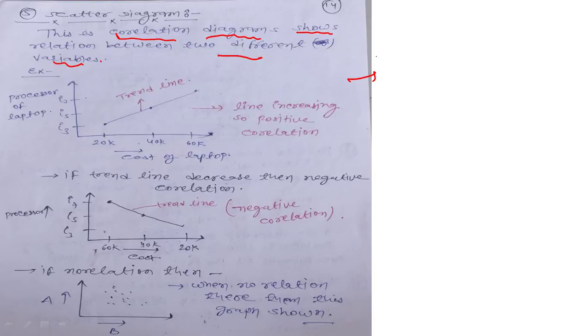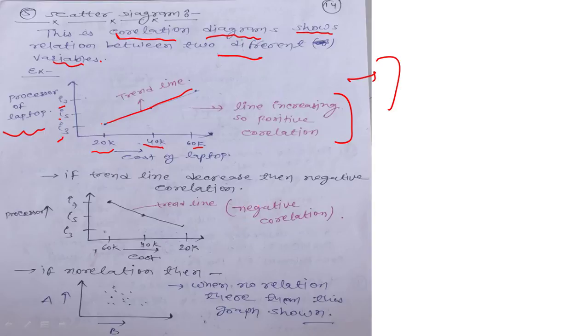Okay, for example, I will take one example, the processor of a laptop, for example i3, i5, i7, and the cost of this laptop 40k, 60k. Once you increase your processor speed, definitely your cost is going to increase. Means your line is going to be like this. This is known as a trend line, and this trend line is going to be positive. So this is known as positive correlation.